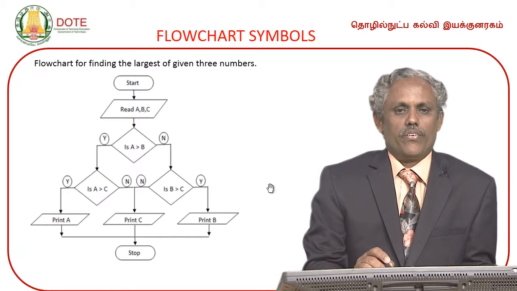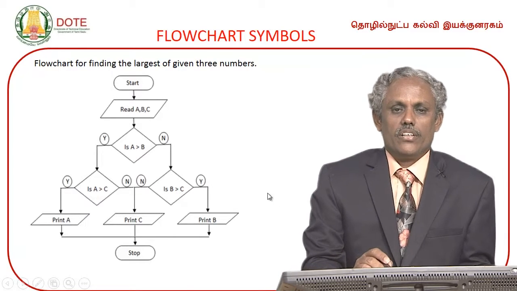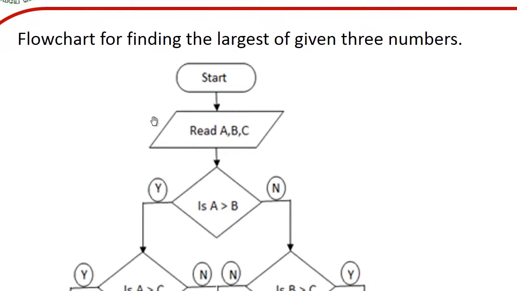This is a flow chart for finding the largest of given 3 numbers. So, you are given 3 values. Our task is to find the largest of the given 3 numbers. First we compare the first 2 values, then the largest among the 2 numbers is compared with another number. So, here the 3 values are read in A, B and C. This is an input function.